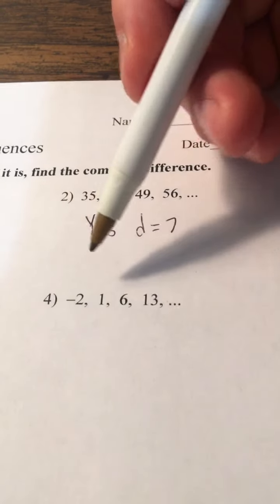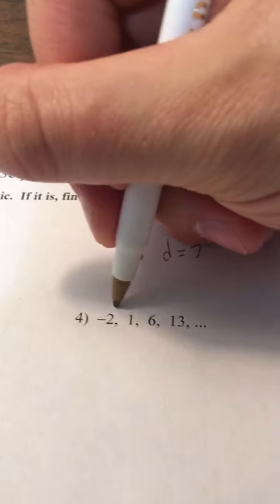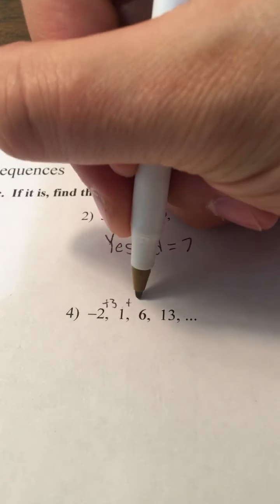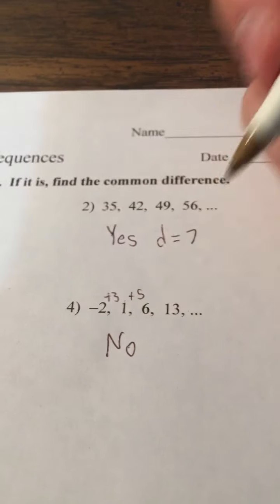And then one more. Right here, -2, 1, 6, 13. Let's see, -2 plus 3 gives me 1. I'm adding 3 here. 1 plus 5 would give me 6. Nope, not the same. So no, this one is not arithmetic.